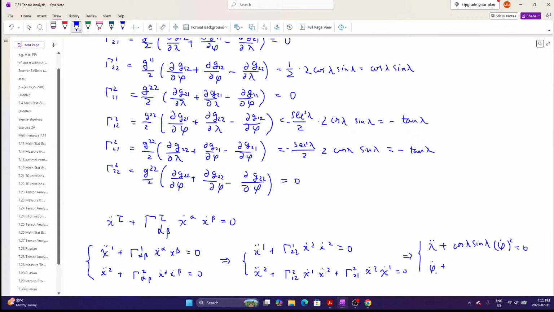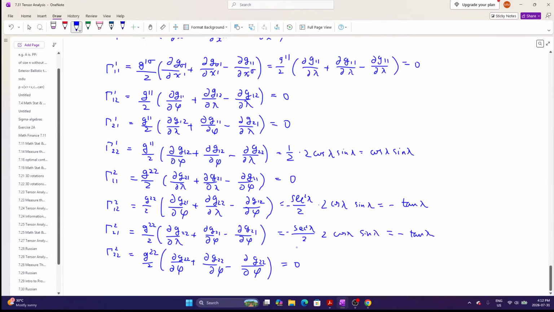And then plus, this is 2. There should be a 2 here. And minus 2 tangent of lambda, and then lambda dot times phi dot. See, once again, I don't have a good way to solve this. So that's the geodesic equation.